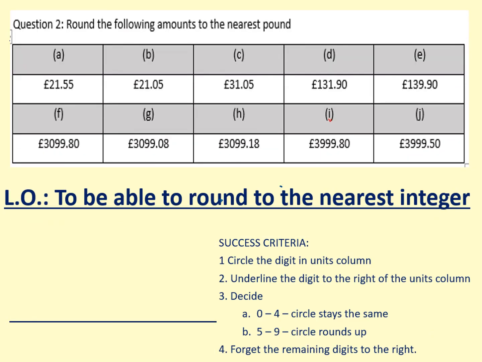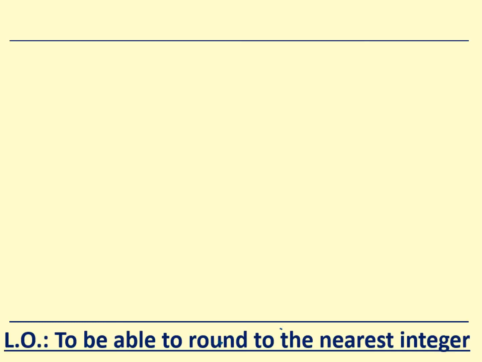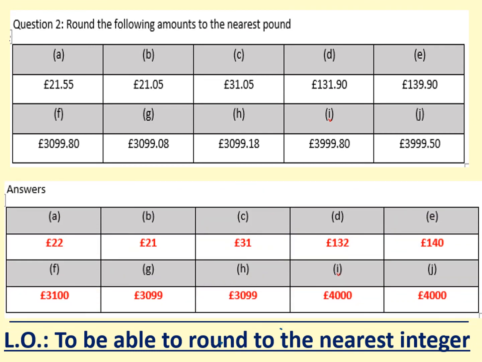Okay, have a go at this one. Round each of them to the nearest pound. This time is exactly the same as rounding to the nearest integer. Pause this video and take about 5 minutes to answer all these questions. And here are the answers. Again, mark them with the green pen and write down how many you got right. So even if you answered just 5, but all of them are right, just write 5 out of 5.